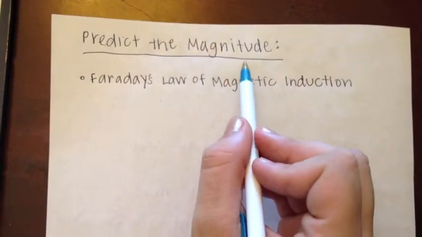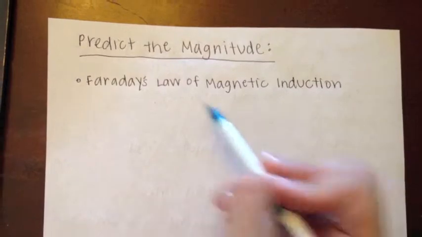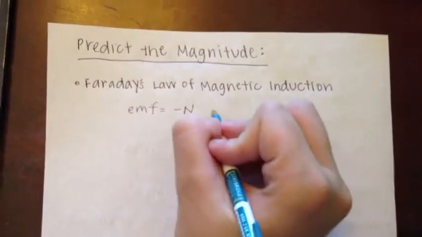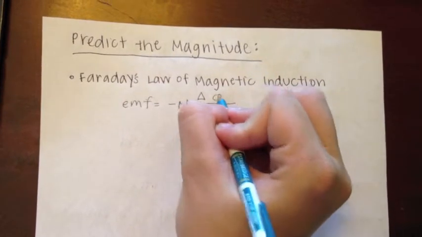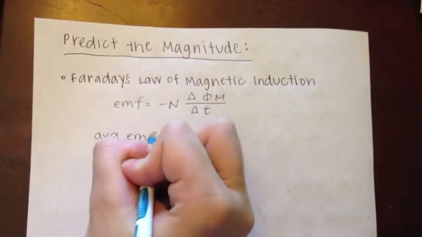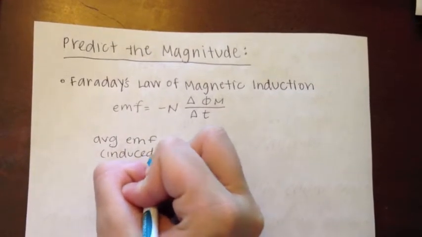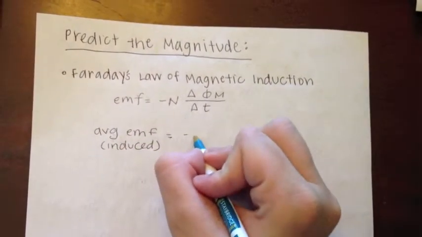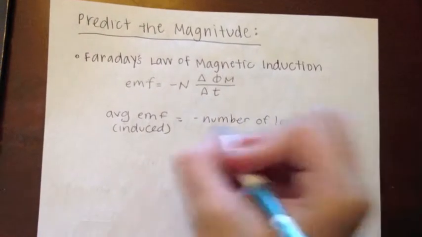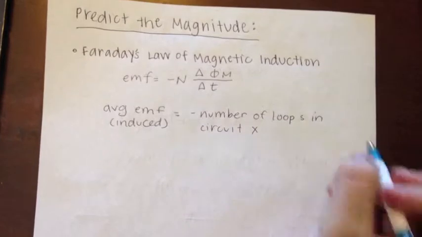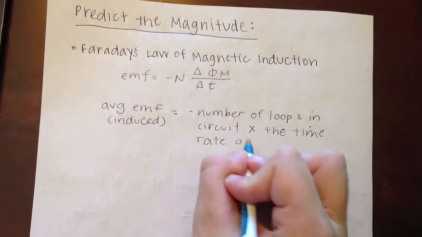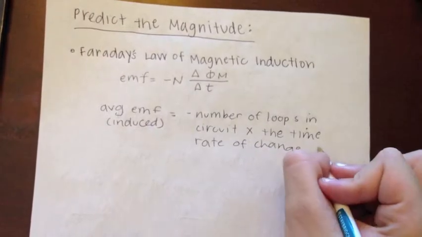And when you're going to predict the magnitude of the induced EMF, you can use Faraday's law of magnetic induction, which is EMF is equal to negative N, and this all means the average EMF that is induced is going to equal the negative number of loops in the circuit times the time rate of change of the magnetic flux.